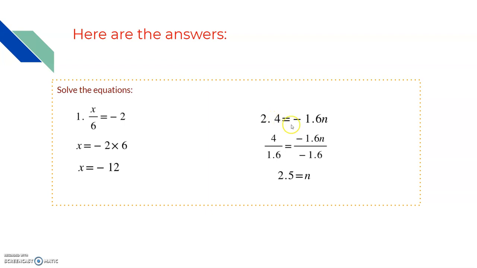For number 2, we have 4 equals minus 1.6n. We have to divide minus 1.6 on both sides. These two cancel out, n is left alone. 4 divided by 1.6 is 2.5.